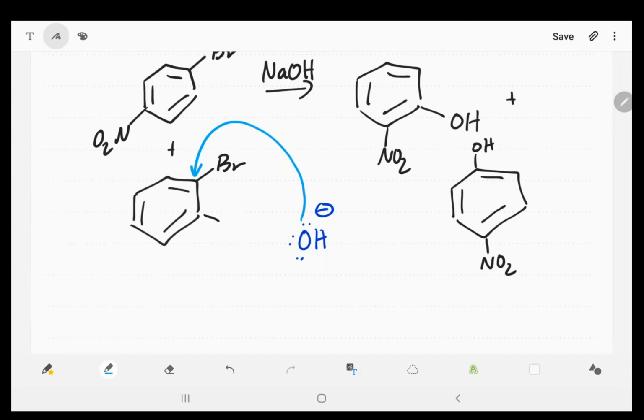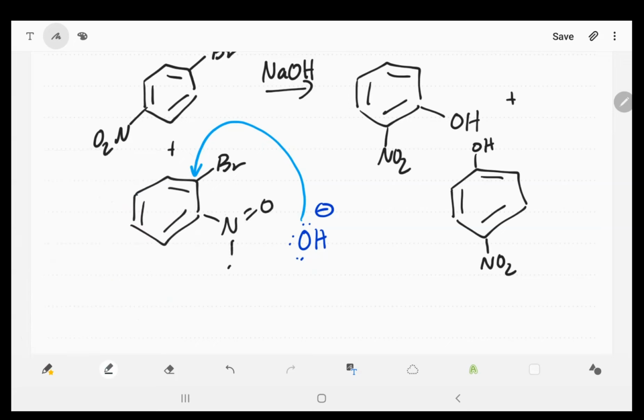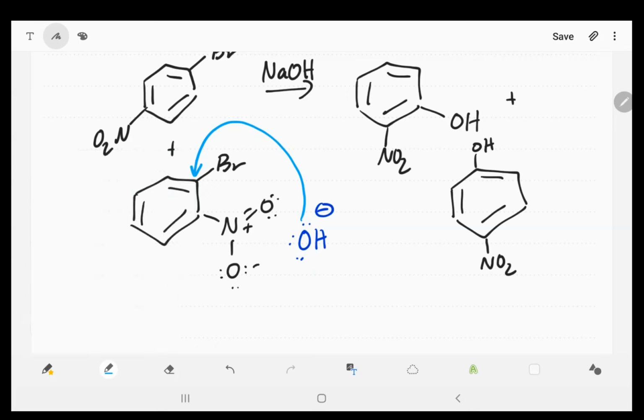We're going to end up doing all sorts of fun resonance. I better draw the NO2 as well. Okay, all these lone pairs. We're going to end up kicking out our bromine eventually, but let's draw the resonance first. This is why we need an electron withdrawing group, by the way, for the resonance.